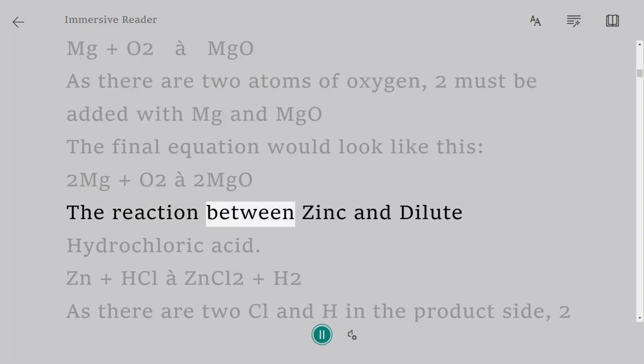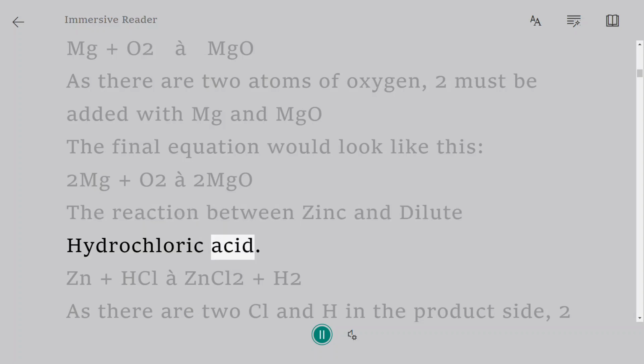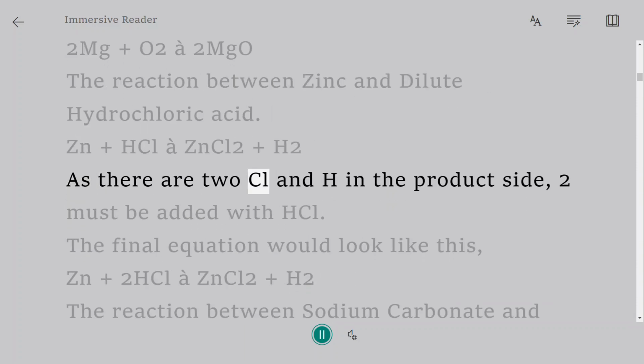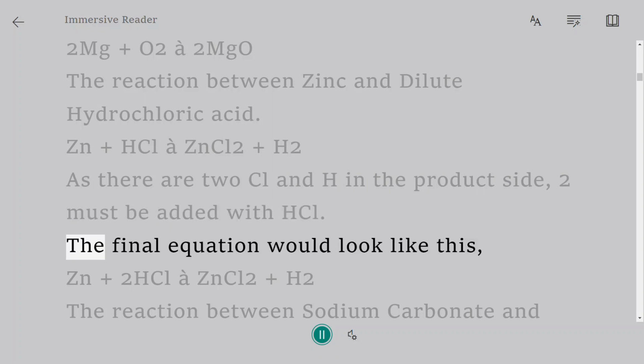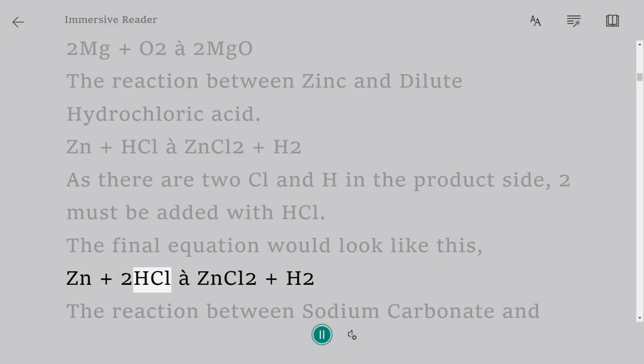The reaction between zinc and dilute hydrochloric acid: Zn plus HCl gives ZnCl2 plus H2. As there are 2 Cl and 2 H on the product side, 2 must be added with HCl. The final equation would look like this: Zn plus 2HCl gives ZnCl2 plus H2.